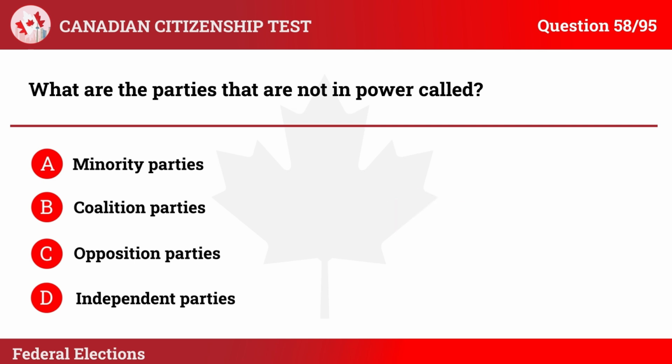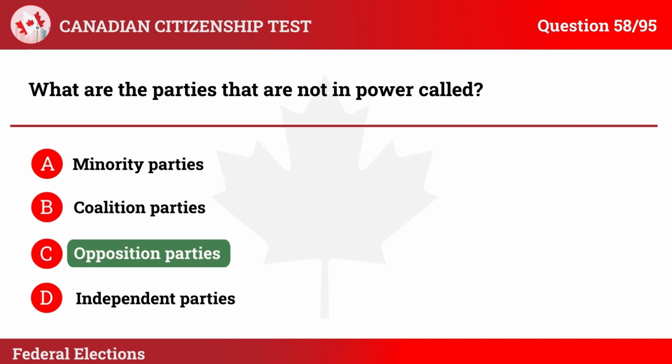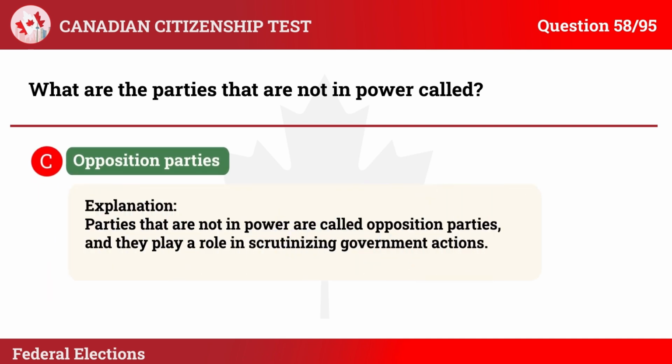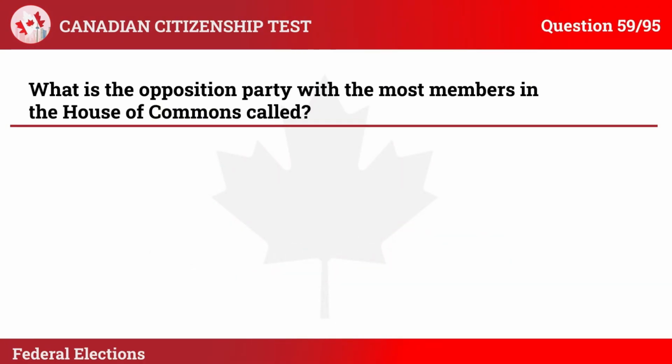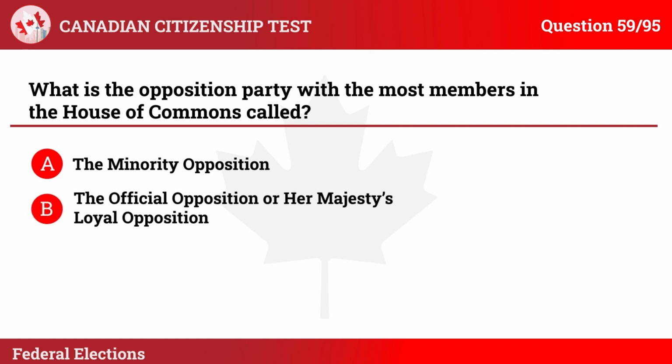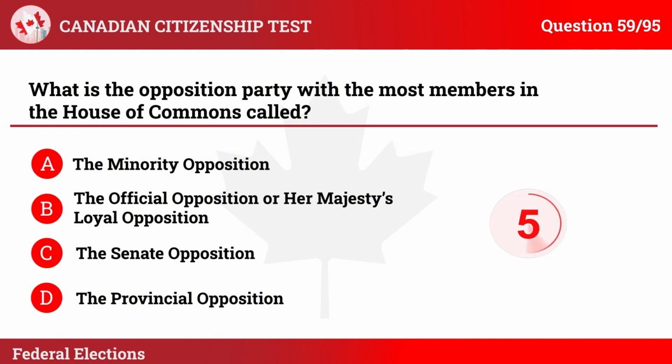The correct answer is C. Opposition parties. Explanation: parties that are not in power are called opposition parties, and they play a role in scrutinizing government actions. Question 59. What is the opposition party with the most members in the House of Commons called? A. The minority opposition. B. The official opposition, or Her Majesty's loyal opposition. C. The Senate opposition. D. The provincial opposition.